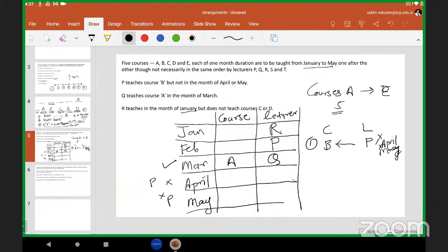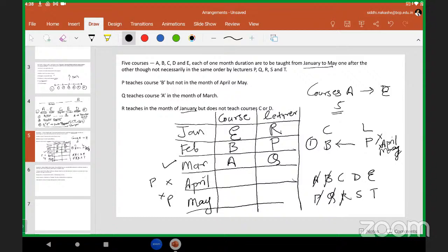So now what is given over here? Now P teaches which course? B. So okay, so out of the courses that we had A, B, C, D, E and lecturers P, Q, R, S, T, P, Q, R done. A and B is also done. So now what is given? R does not teach C and D. So the only option here is E. Fine. So this is solved so far.